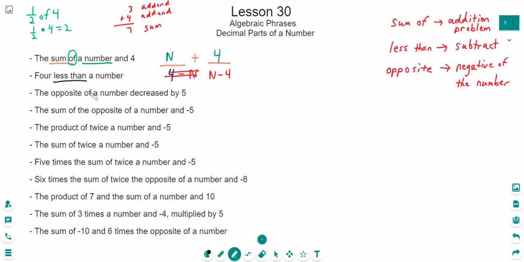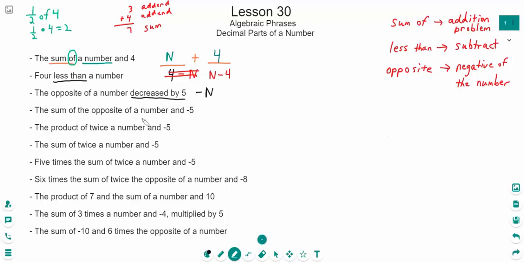So getting back to our problem, the opposite of a number decreased by 5. Now, I don't really care about this decreased by 5 yet. Let's take the first part of this. The opposite of a number. What is that? Well, again, we don't know what the number is, so we're going to call that n. But we do know that we're taking the opposite of that number. So it's going to be a negative n, right? Now that we have that, we can continue with the rest of the problem.